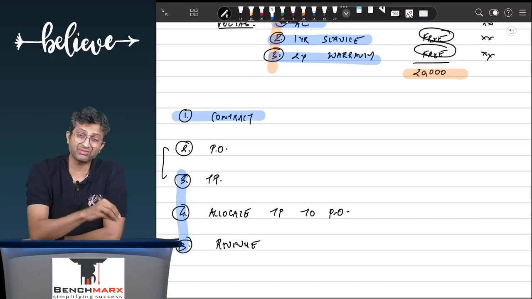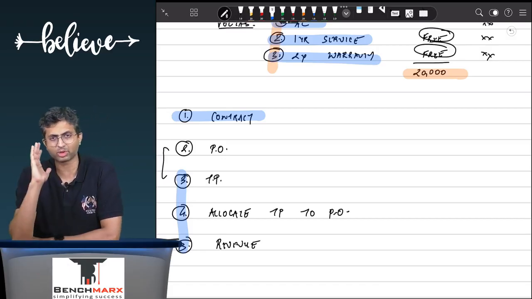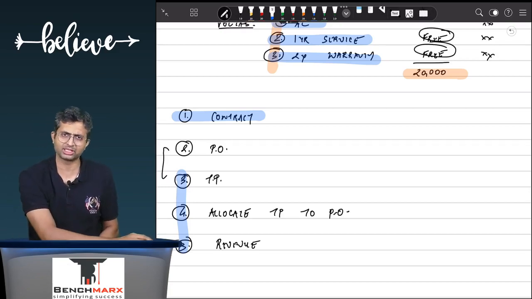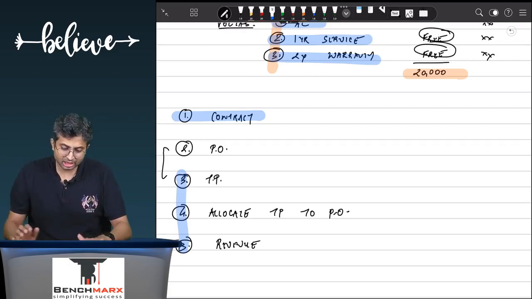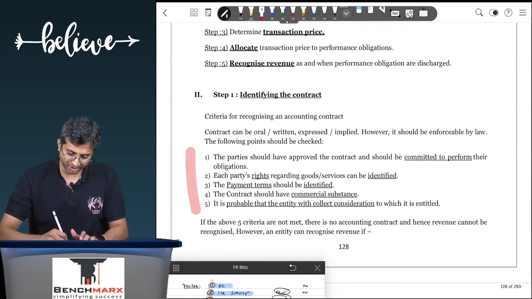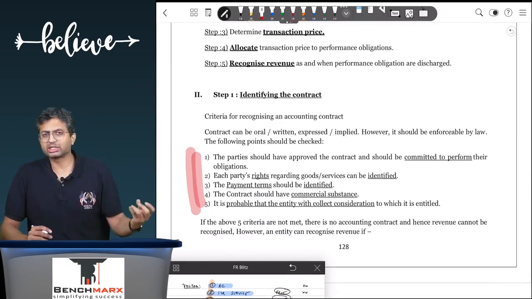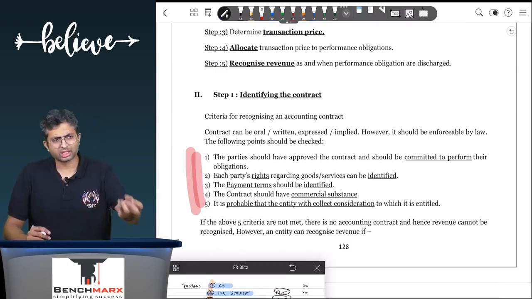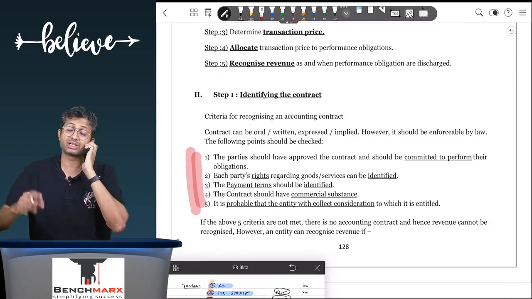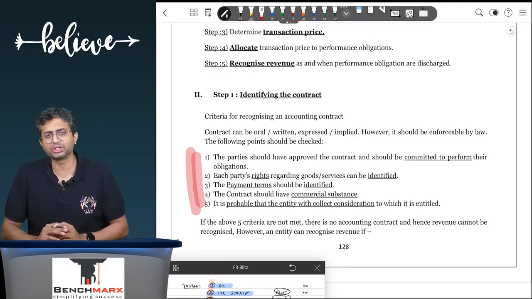However, if 5 is expected to be collected and 95 not expected to be collected, then there is no point starting the revenue recognition process in the first place. So these are the important features that have been discussed over here in case of an accounting contract. In certain cases, if the contract gets terminated, then the consideration that is received, which you don't have to refund, then at the time of termination, you can recognize this as a revenue.